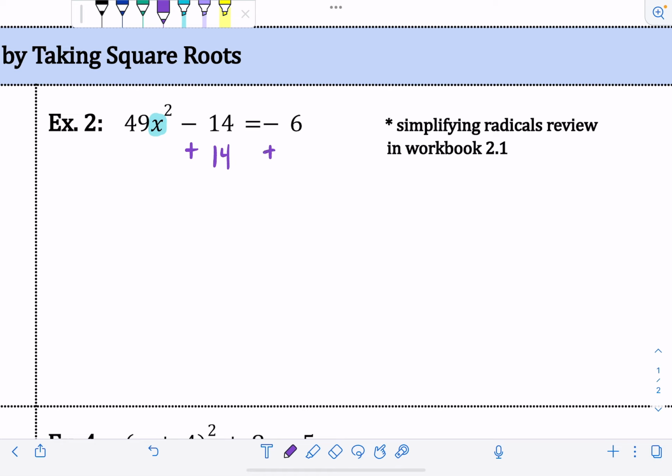Whatever I do to the left side of the equation, I have to do to the right side of the equation as well. I'm going to bring down this 49x squared. The negative 14 plus 14 cancels out. Bring down my equal sign, and then the negative 6 plus 14 is 8. Now I'm still trying to get x by itself. You can technically square root right here, but I would recommend getting rid of the coefficient of x, which is the number that's being multiplied by x out in front of it. So I'm just going to go ahead and divide both sides by the coefficient 49.